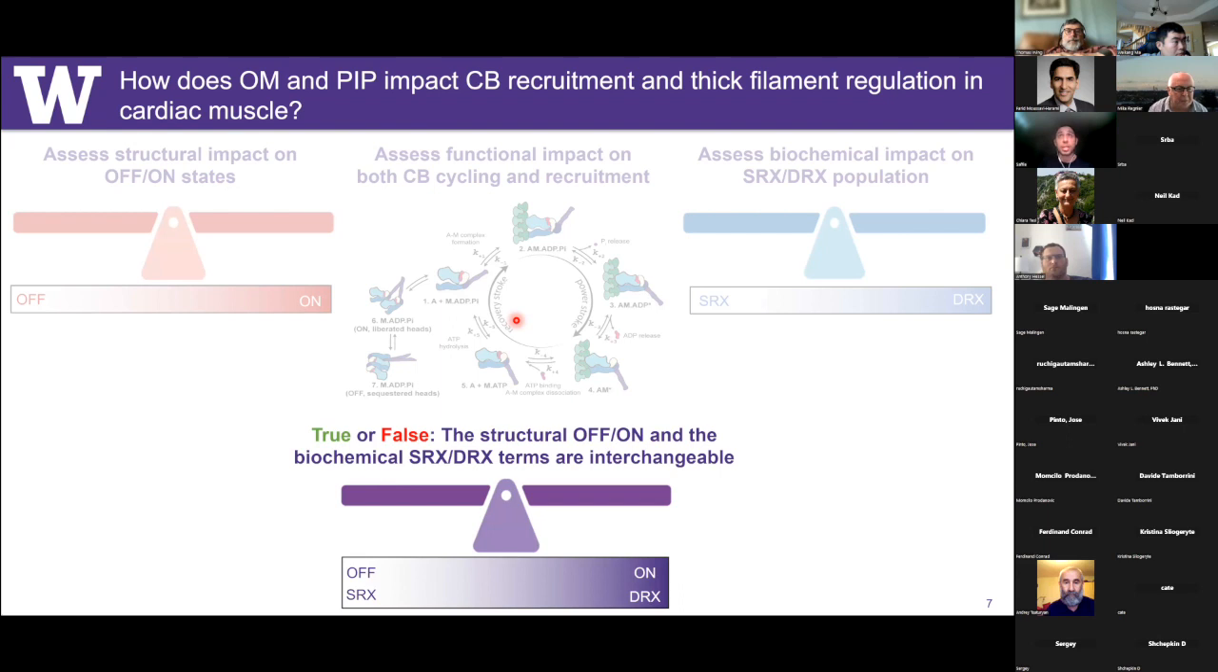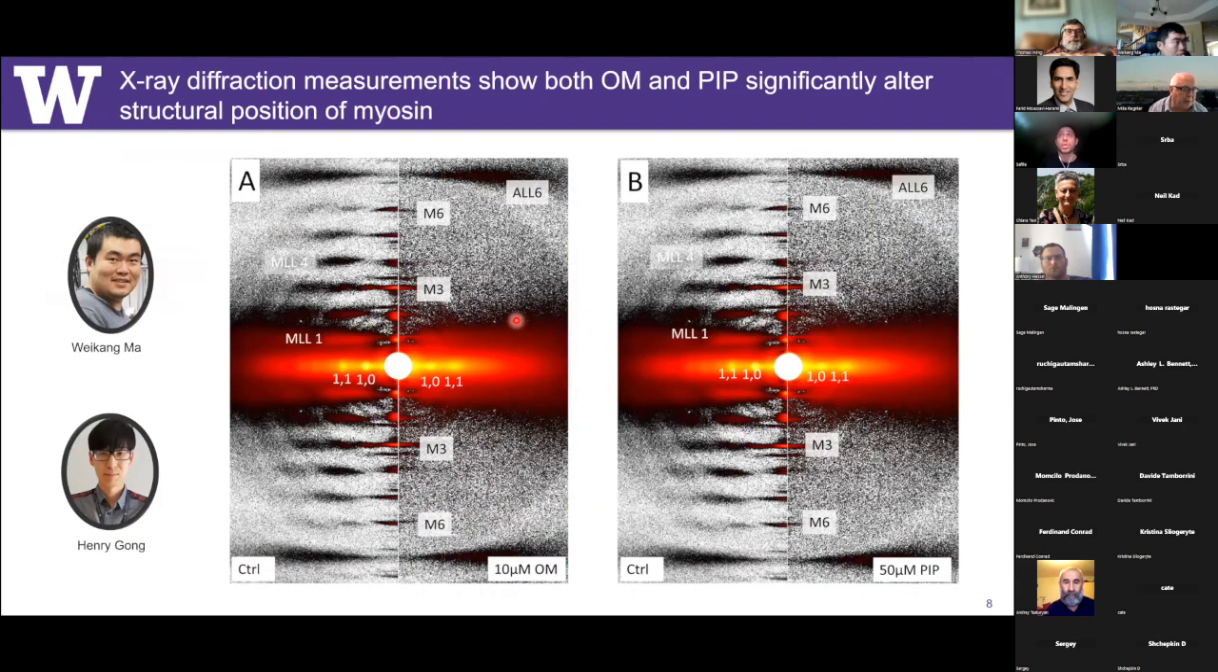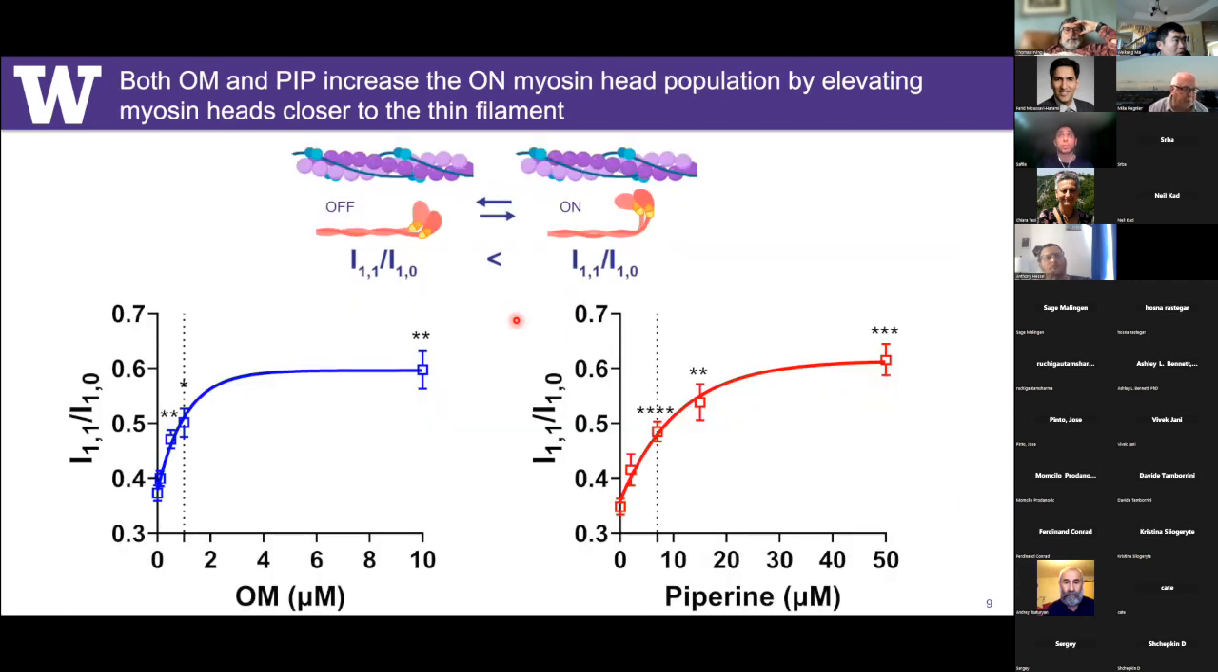And so, going into the data with the amazing BioCAT team, we were able to collect X-ray diffraction images showing that both OM and piperine significantly altered the structural positioning of myosin. These measurements were collected from permeabilized porcine cardiac muscle bathed in relaxation solutions containing 3% dextran. And so, initial observations of the equatorial plane show that both OM and piperine significantly elevated the myosin heads closer to actin, increasing the on population pool.